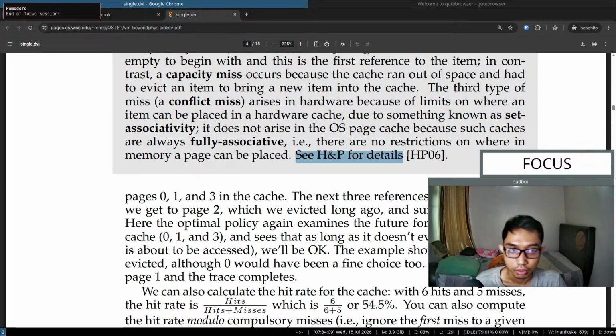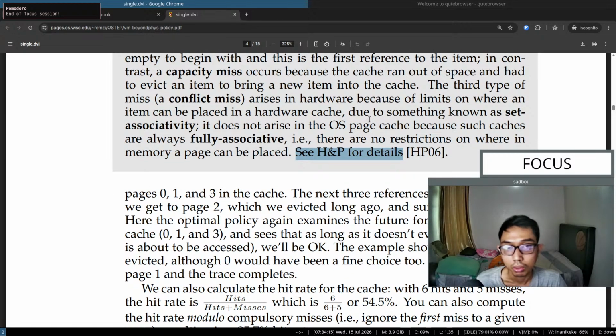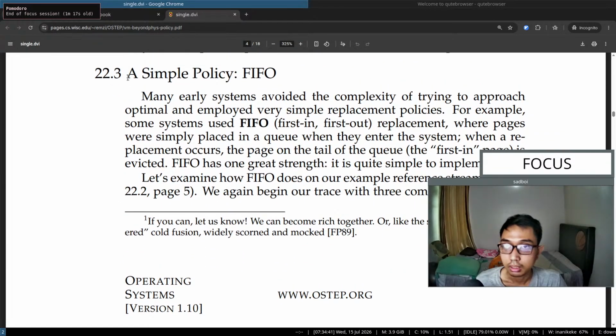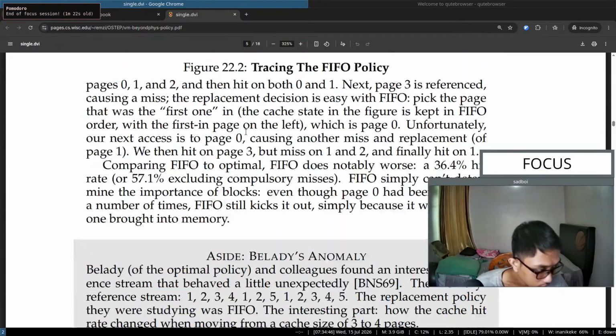Oh. Does set associativity in here mean that there is some restriction on where the page can be placed in the hardware? Maybe. Simple policy: first in, first out.